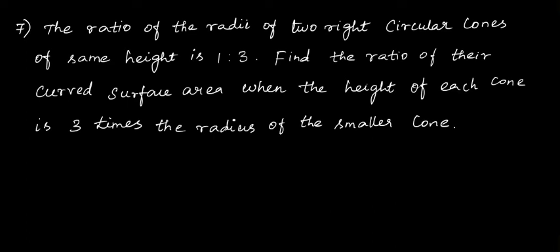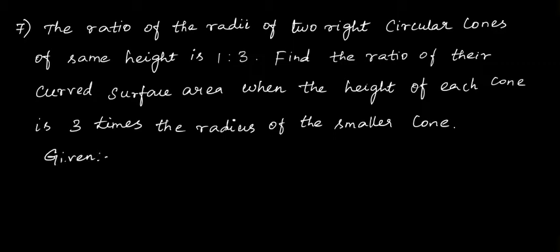So in this question they have given the radius of two right circular cones. That is not given in the measurement, that is given in the form of ratio, that is 1:3. And we need to find the ratio of their curved surface area, and even the height is not given as a value, it is given as 3 times the radius of the smaller cone. So first we'll write given.